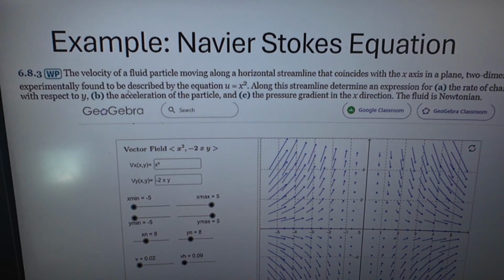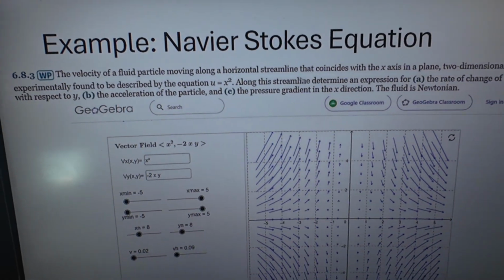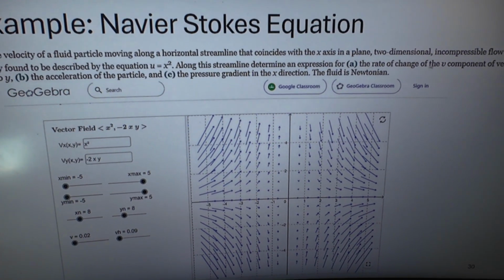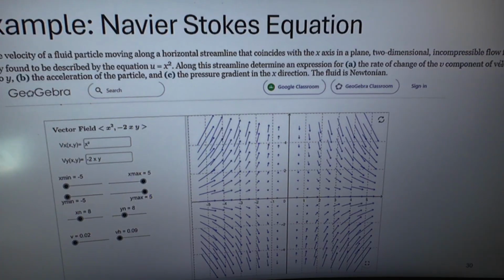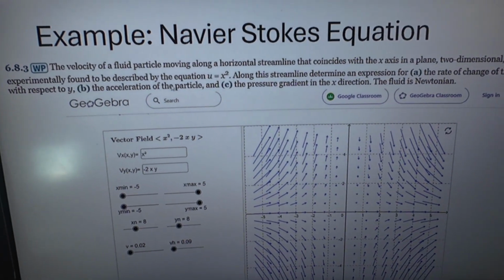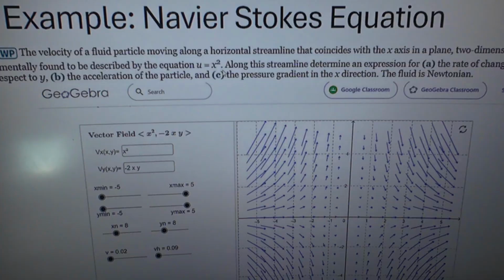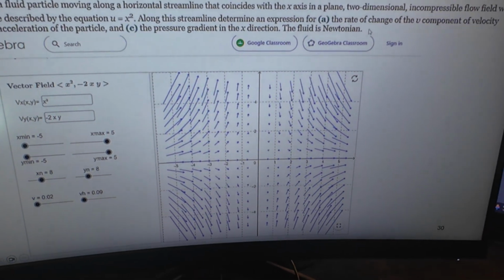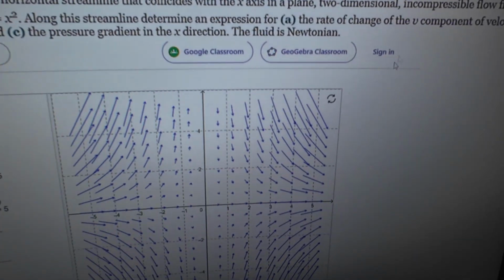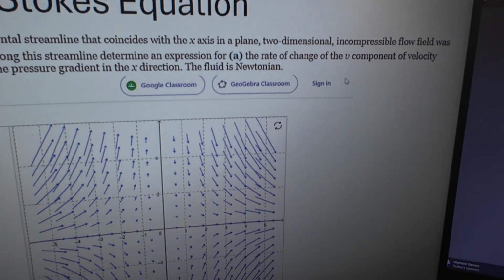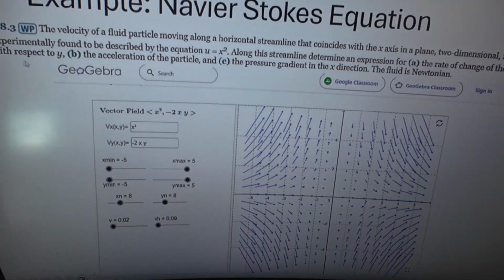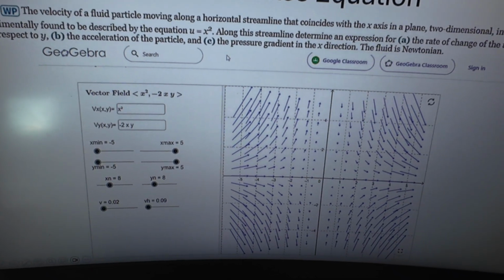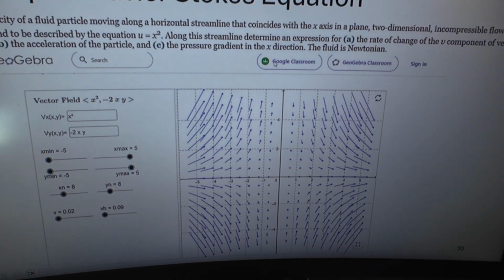The velocity of a fluid particle moving along a horizontal streamline that coincides with the x-axis in a plane, two-dimensional incompressible flow field, was experimentally found to be described by the equation u is equal to x squared along the streamline. Determine an expression for (a) the rate of change of v, your velocity component in the y direction, with respect to y, (b) the acceleration of the particle, and (c) the pressure gradient in the x direction.